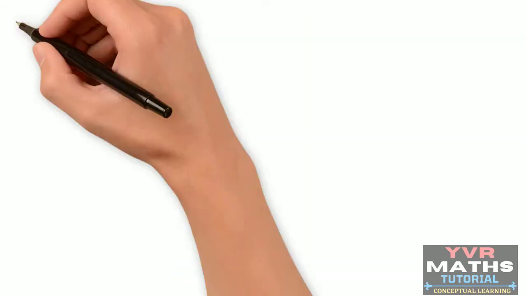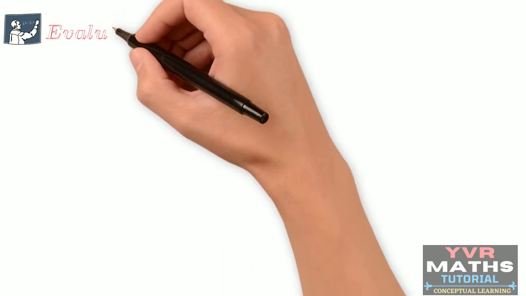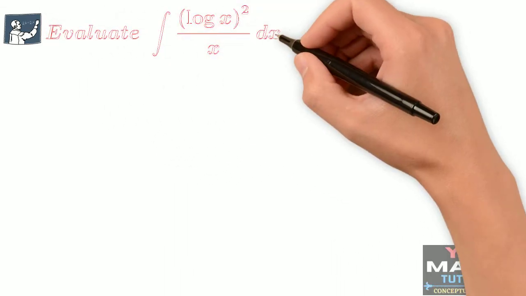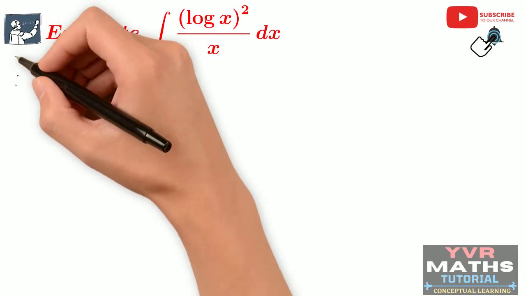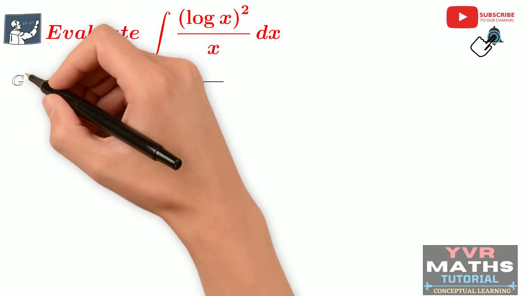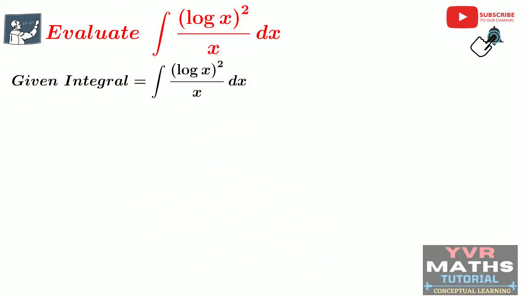Let's begin with the first problem. Evaluate the integral of (log x)² by x dx. Let us discuss the solution of this one. Given integral is equal to the integral of (log x)² by x dx. In the given integrand, in the numerator we have (log x)² and in the denominator x is there. Now I am going to separate (log x)² from the numerator and the remaining term 1 by x I am going to write separately.